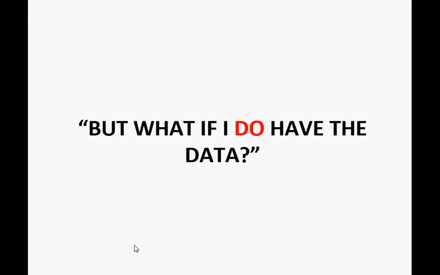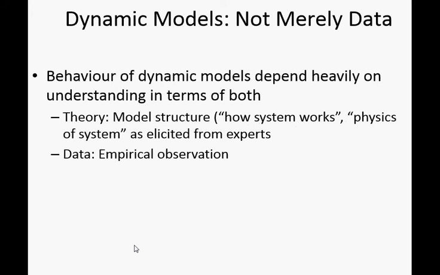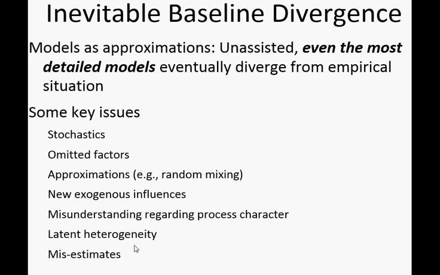So, well, what if you don't have the data? Well, what if you do have the data? is sometimes what I ask people. Behavior of dynamic models depends heavily on understanding theory as well as data, and we have to understand that even the most detailed models have a lot that they draw from understanding other than data itself. It's understanding about the system, the etiology, the underlying processes, and how those processes work.